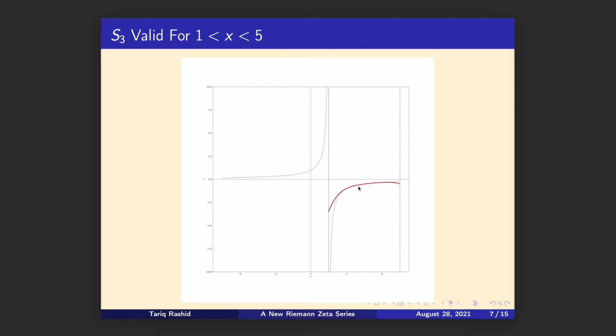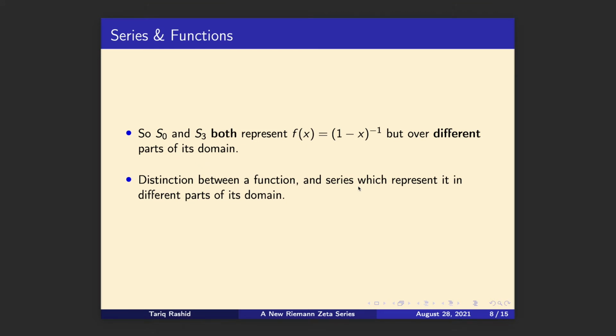Well, the answer is that, and we've said it already, both those series represent f, but in different parts of its domain. So in some sense, f is the true function, and these series, S0 and S3, and maybe even S5, and any other one we want to develop, are parts of the function in parts of its domain. That's the difference. And that's the important point which we need to take away here. There's a distinction between a function and the series which represent it in different parts of its domain.